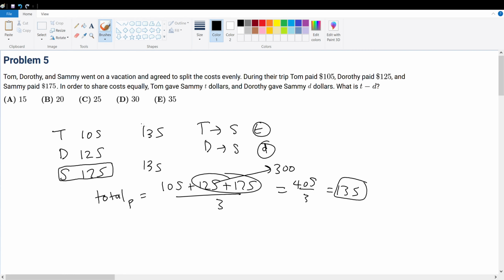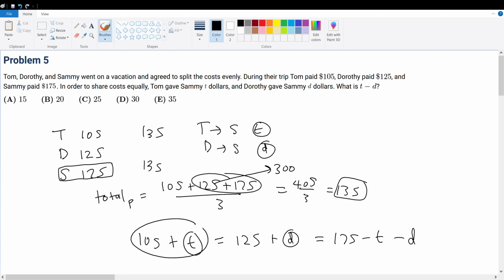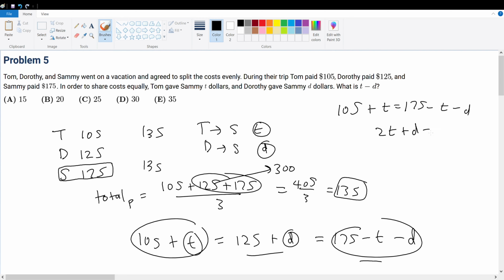And so when Tommy gave Sammy money, how much did he have to give? Well, 105 plus T, because that means he incurred T expenses, has to be equal to 125 plus D, and it has to equal 175 minus T minus D. So basically just isolate it. This is equal to this, and this is equal to this. Now, what we have here is that 105 plus T is 175 minus T minus D. So 2T plus D is 70.